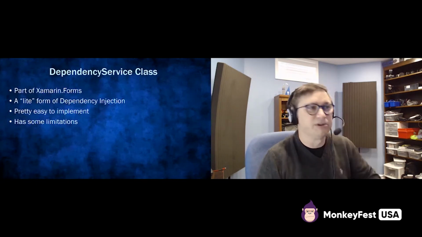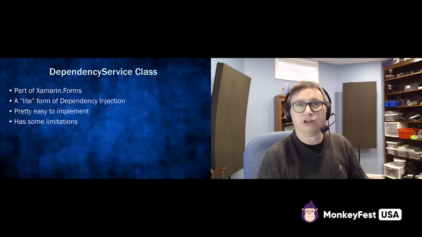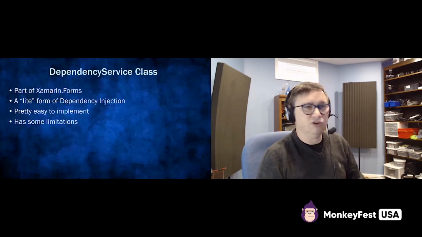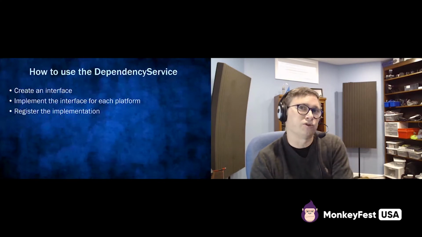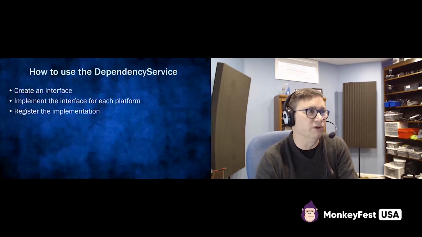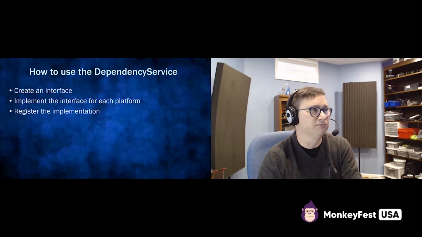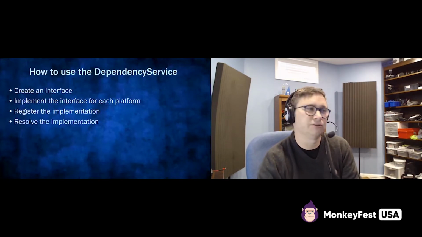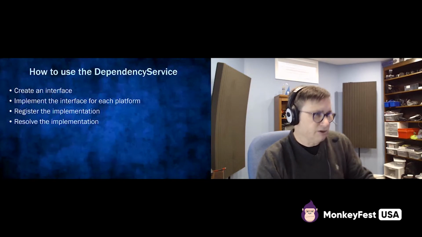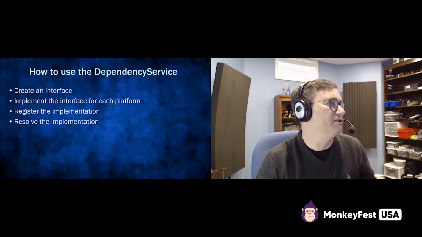So how would you use the DependencyService class? You create an interface, you implement the interface for each platform, and then you register the implementation. This is usually done with the platform implementation. And then at runtime in the shared code, you resolve that implementation. So let's do a quick little demo of how to use the DependencyService.